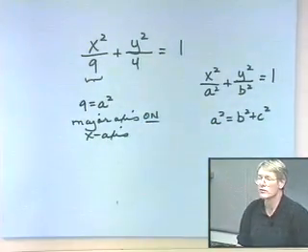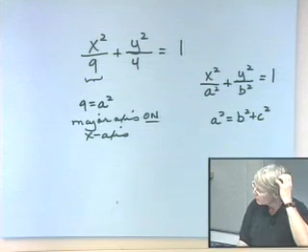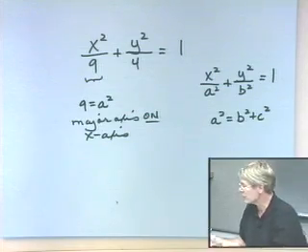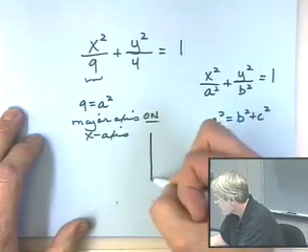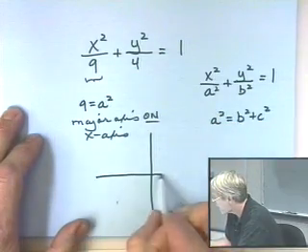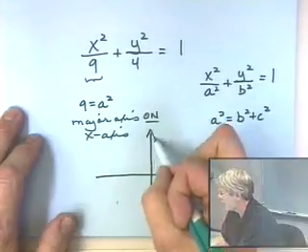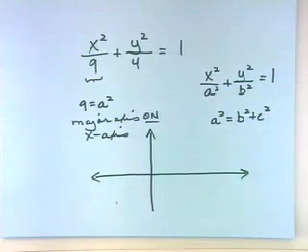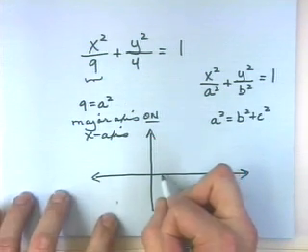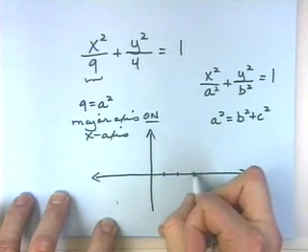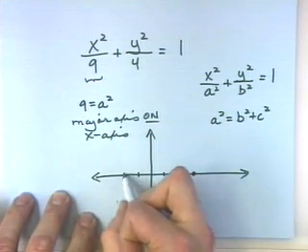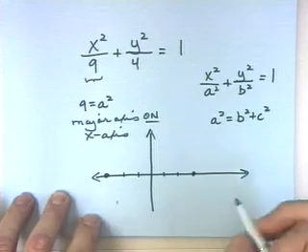So the major axis is on the x-axis. If we were plotting points on this ellipse, where are the ends of the major axis? This is not a trick question. 3, 0? And negative 3, 0?